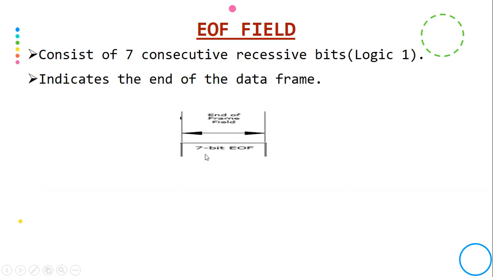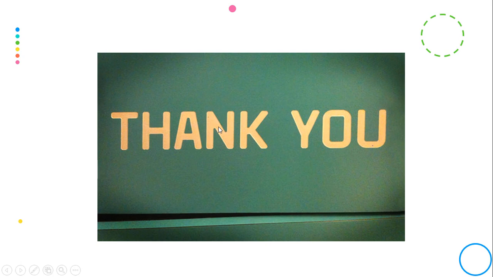Next is the end of frame. This is the final field in the standard data frame. It consists of 7 consecutive recessive bits, that is logic 1 bits, which indicate the end of the data frame. So this is about the standard CAN frame format.